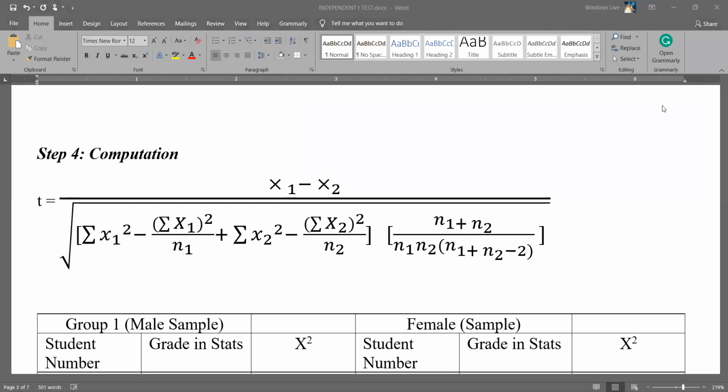So step 4, which is computation. Under computation, you are supposed to use the formula for the independent t-test to solve. Please don't be intimidated when you see this formula. It's very simple and everything is systematic. I tried to get a symbol for sample mean and couldn't, so I just used X to represent sample mean. You know sample mean has a bar on top, which is what I really wanted to use, but I couldn't get a symbol for it in Word.